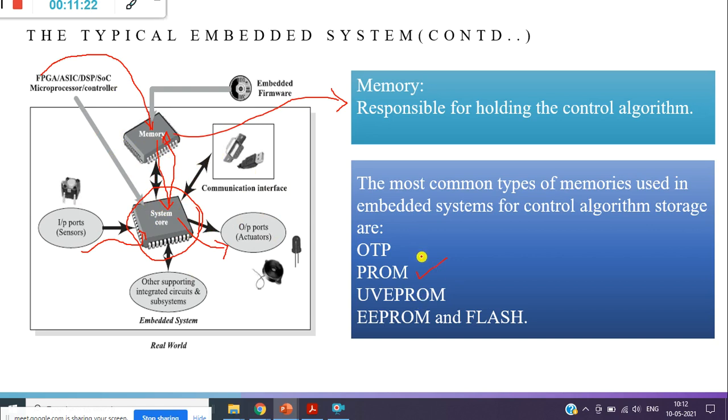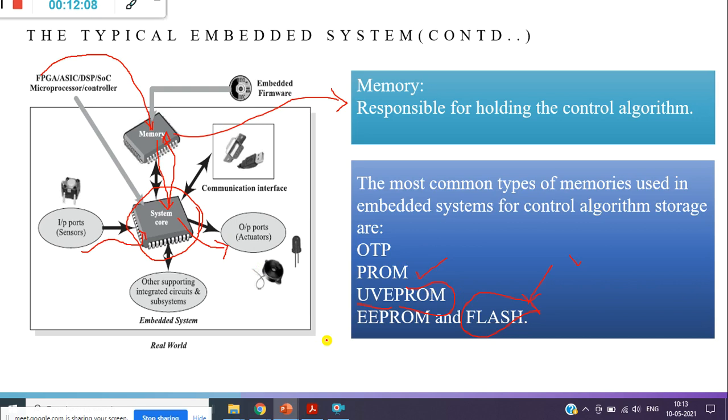Another type of memory most commonly used in an embedded system is ultraviolet erasable programmable read-only memory. It is again the same, programmable read-only memory, but the way of burning that particular PROM device is done through ultraviolet. Another one is EEPROM and flash memory. Probably you know flash memory, you might have used it many times. Flash memory is nothing but your USB pen drive or SD cards. All are examples of flash memory. So these are the different types.